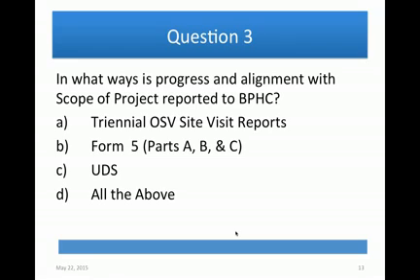So, in what ways is progress and compliance with scope of project reported to the Bureau of Primary Health Care? Again, if you would, please select one. A, triennial OSV site visit reports. B, Form 5, that's parts A, B, and C. C, the UDS, or D, all of the above. I'll leave the poll question open just a little while longer, just a few more seconds.